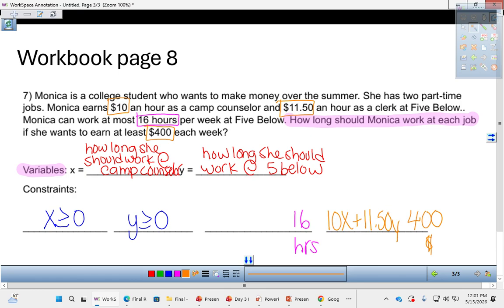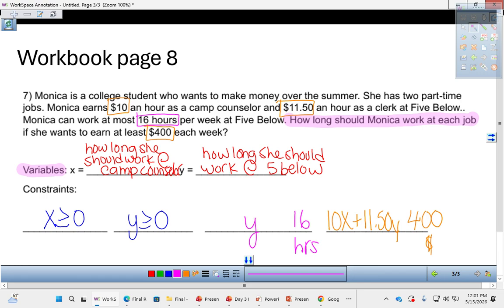Which means there's nothing left for this 16 equation. Sometimes it will be x plus y, sometimes it will be just x, and sometimes it will be just y. It depends on what the number is. This number is 16 hours a week at Five Below. It's specific to her Five Below job, which is specific to our y variable.